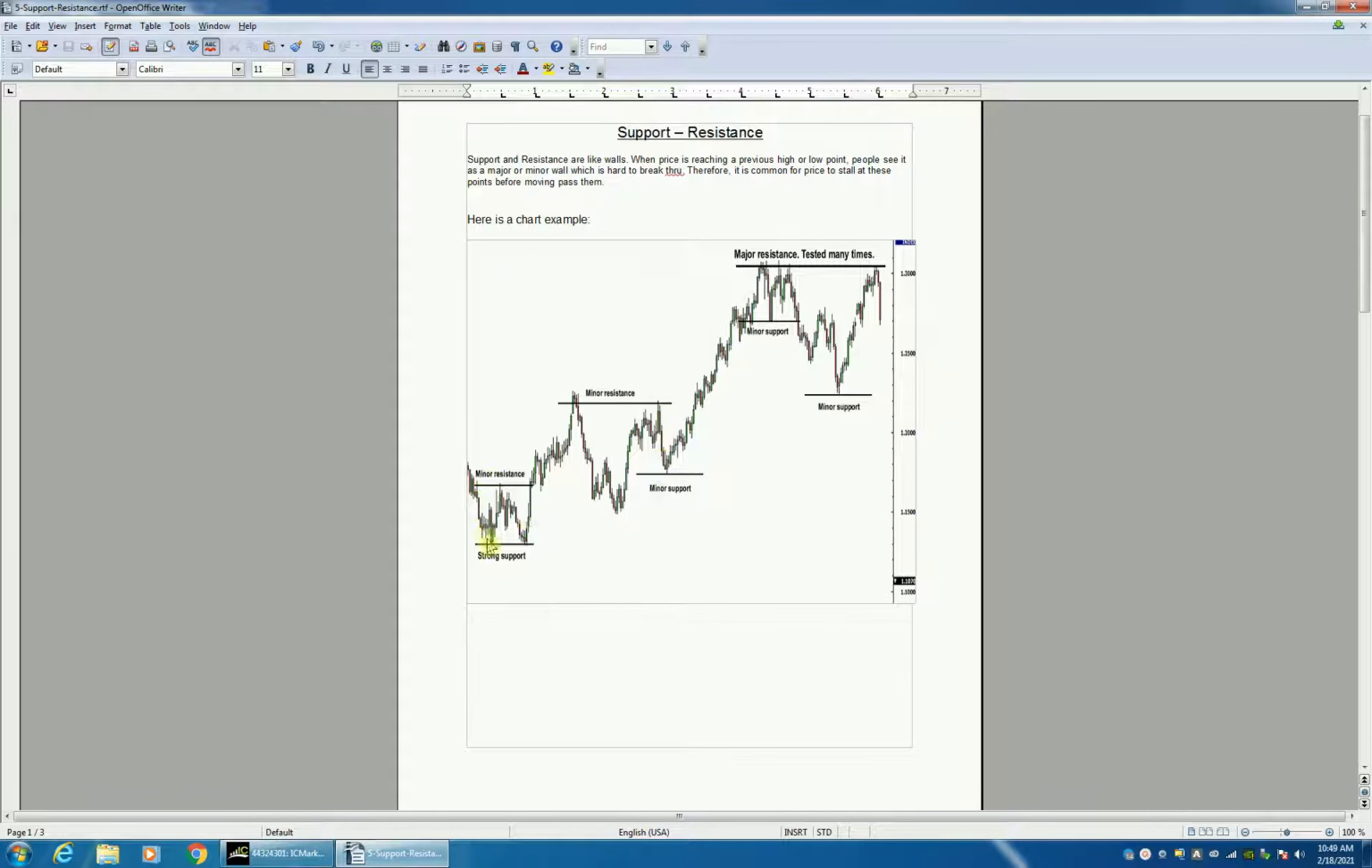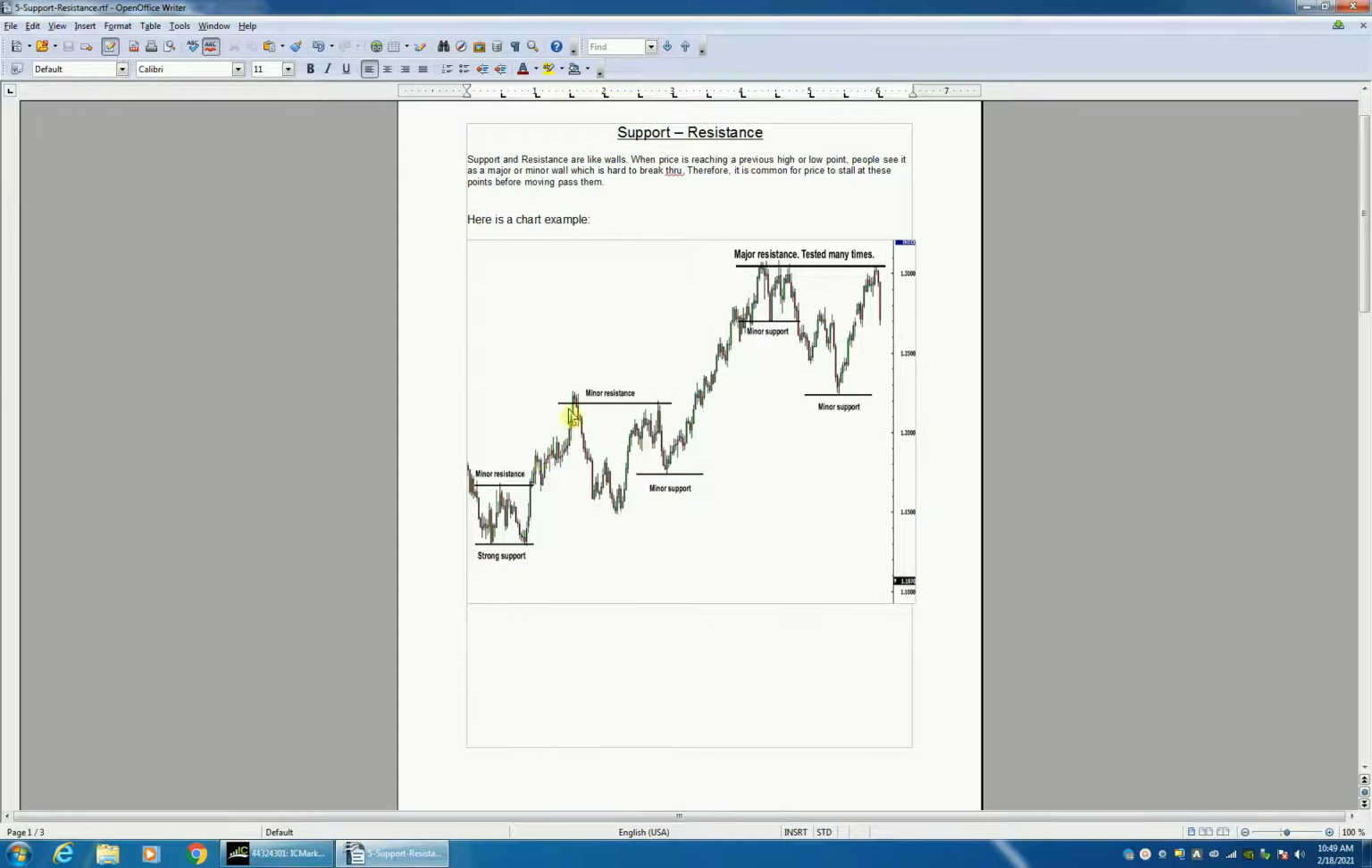All right, so from left to right, you have here a strong support. The price bounced here. It probably had already bounced previously, and then it bounced again the second time. Look at my mouse, it bounced again. So we're marking this as a strong support.